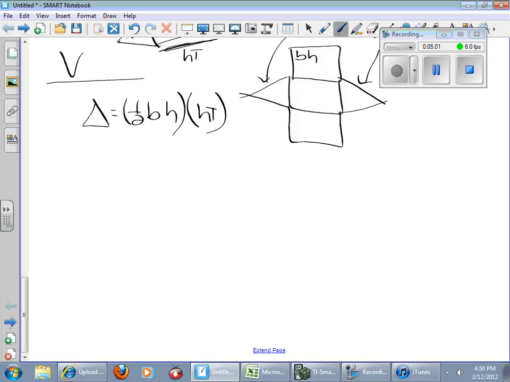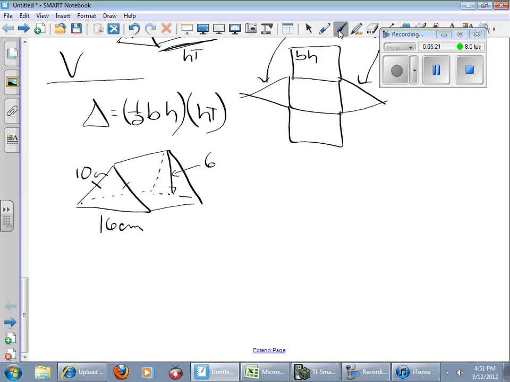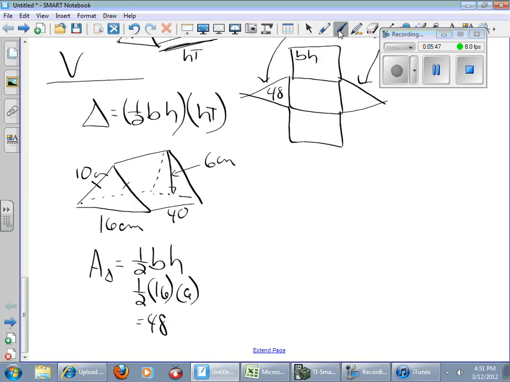So on your homework, I think problem number 4 was like this. You were told this was 16 centimeters, and this was 6 centimeters, and this was 40. So the area of the triangle, base and height make a right angle. So the base is 16, and the height is 6. So that's going to equal 48. So if you fill that in, that's 48. Now this could be for volume or surface area because that's not changing.